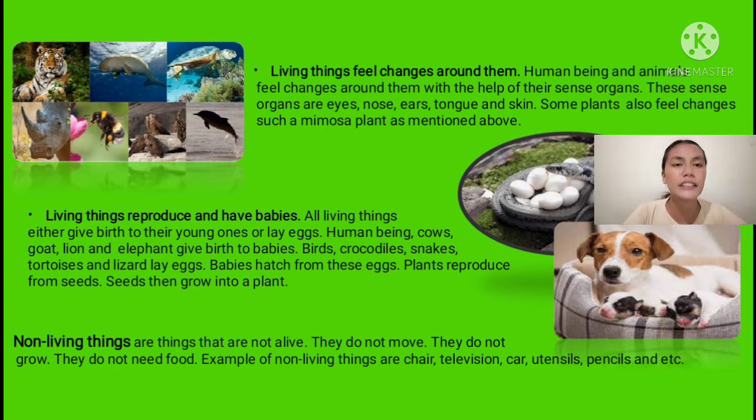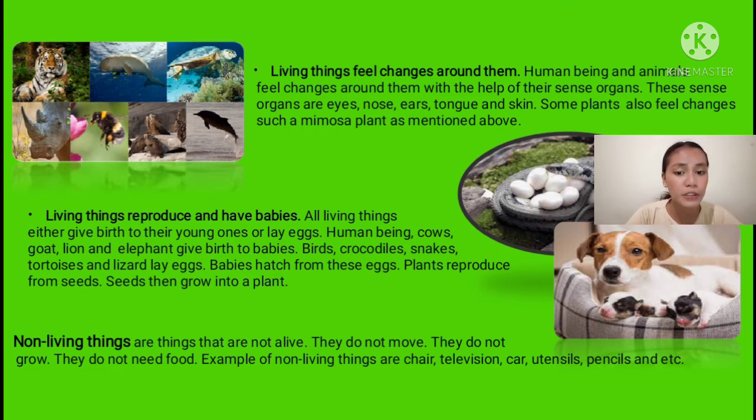The last characteristic is that living things reproduce and have babies. All living things either give birth to their young ones or lay eggs. Human beings, cows, goats, lions, and elephants give birth to babies. Birds, crocodiles, snakes, tortoises, and lizards lay eggs. Babies hatch from these eggs.